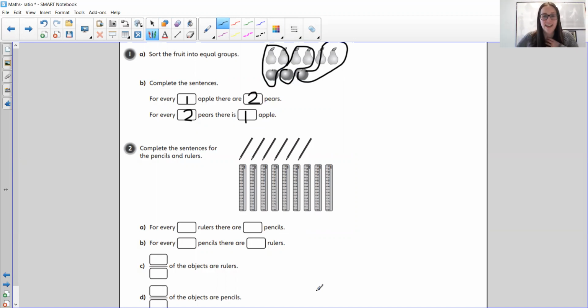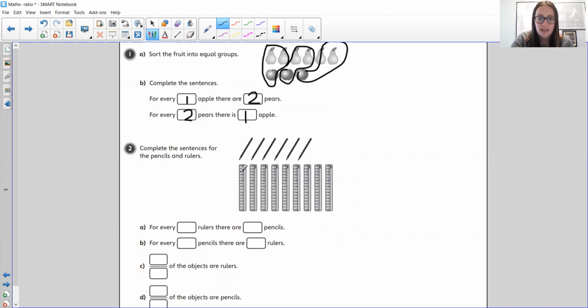Oh, excuse me. It's really cold in my house. That's why I'm sneezing. So we can't do 1 pencil for 1 ruler, because then I would run out. Okay, 1 pencil for 2 rulers wouldn't really work either, because I'd run out then.